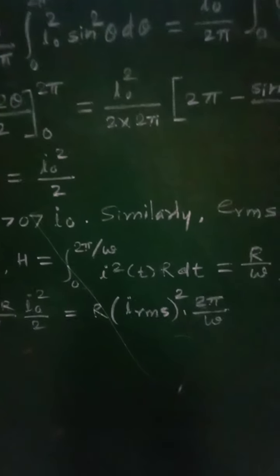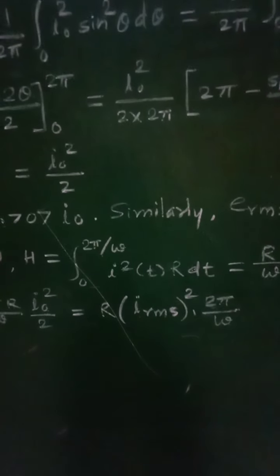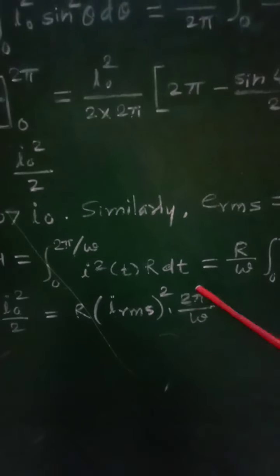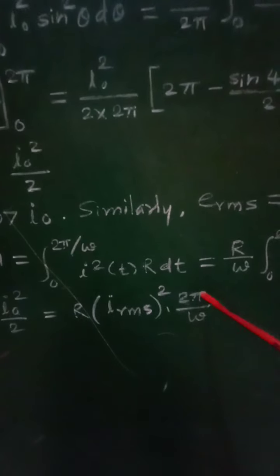Now this value will be the same for a DC current, that is I RMS at any instant of time small t equal to 2 pi by omega.